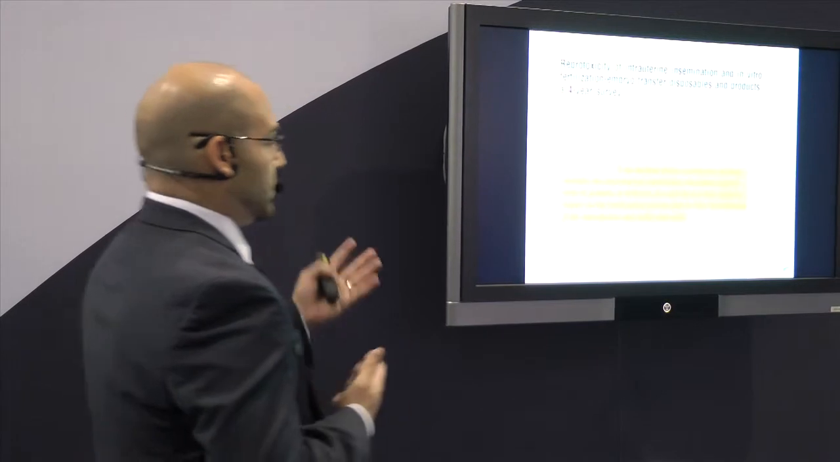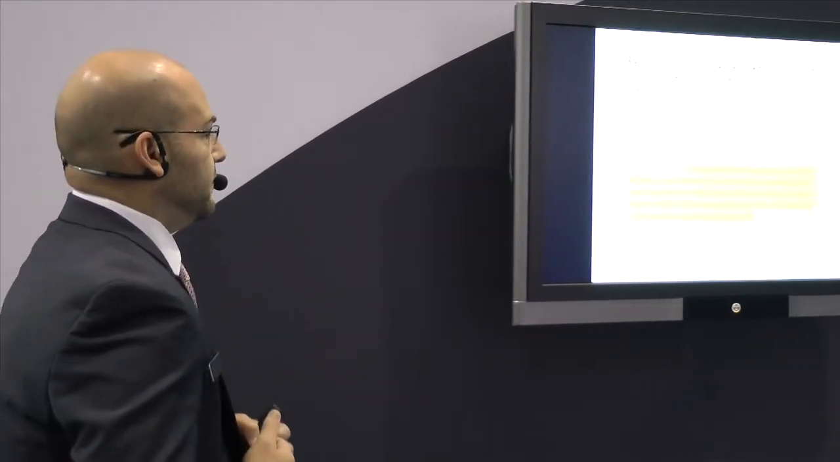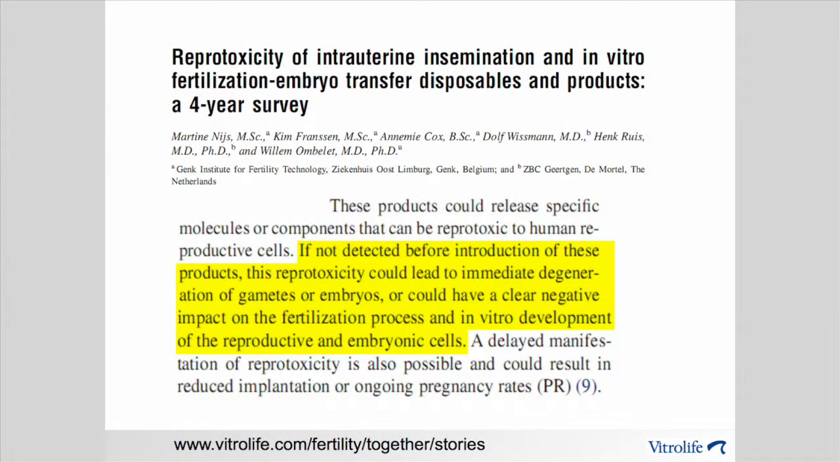But ultimately, their statement here, if I can just read it, if not detected before the introduction of these products, this reprotoxicity can lead to immediate degeneration of the gametes or embryos, or could have a clear negative impact on the fertilization process and in vitro development of these reproductive and embryonic cells. So clearly they're able to detect that there is a problem.